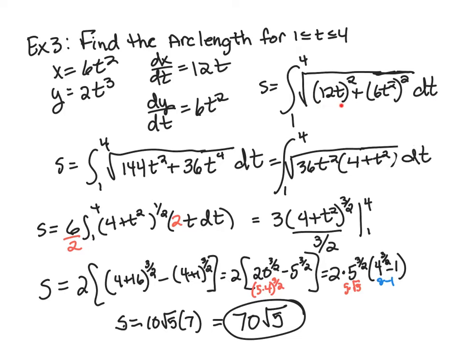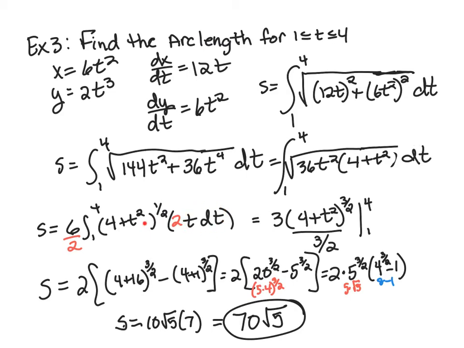So you square this, you get 144t squared. Square this, you get 36t to the 4th. So we have this, and I see that I can factor out a 36t squared. And now because this is multiplication, I can take the square root of this factor and the square root of that factor, and I'm left with 4 plus t squared under the radical times t dt.